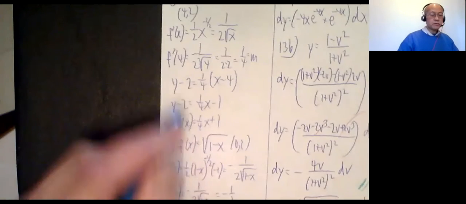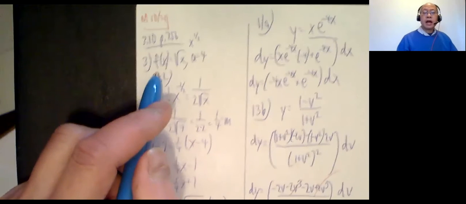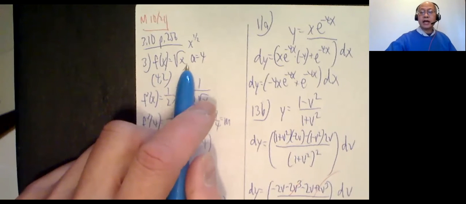So here we go. Question 3. F of x is the square root of x at a equals 4.